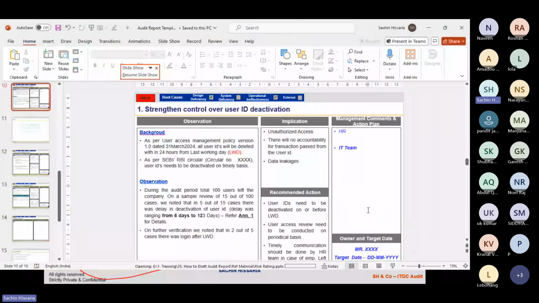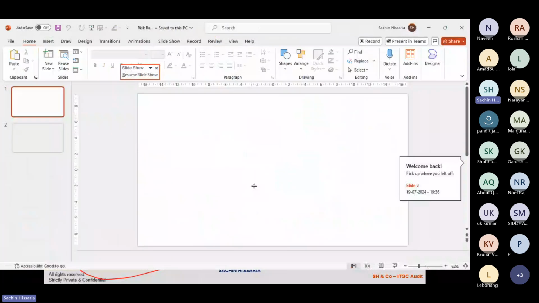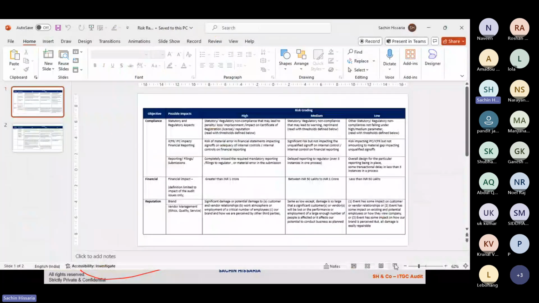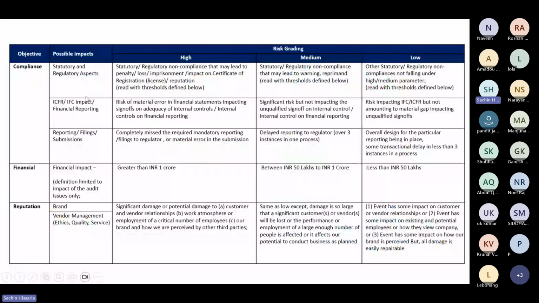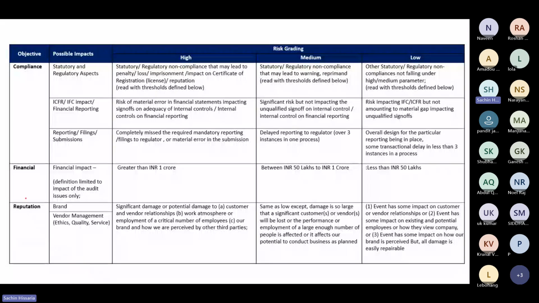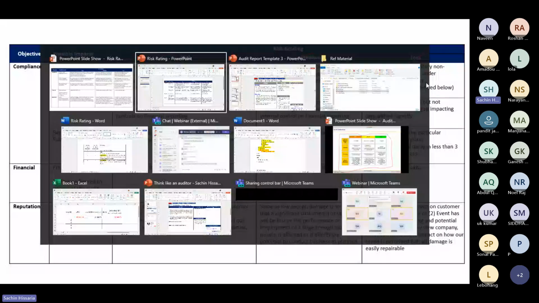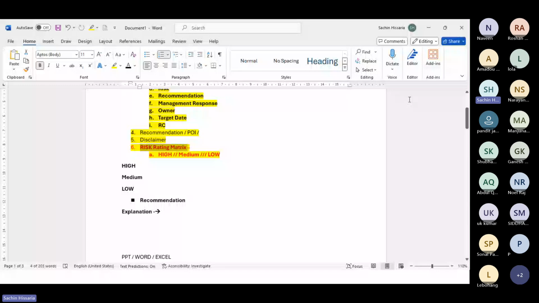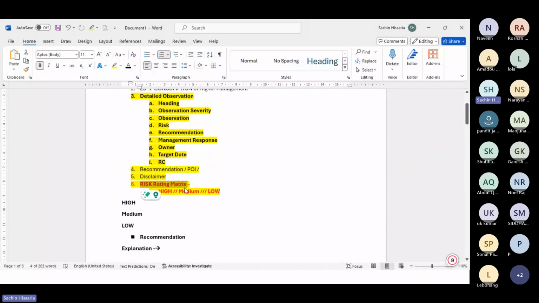Now, guys, another example. This is also another example where I would be rating the observations based on compliance, finance, reputation, operational impact. Correct? There are pointers like why, when it will be categorized as high, when medium, when low. So in short, what we have concluded, guys, as an auditor, first you need to prepare your risk rating matrix. After that, assess your observation based on that risk rating matrix.